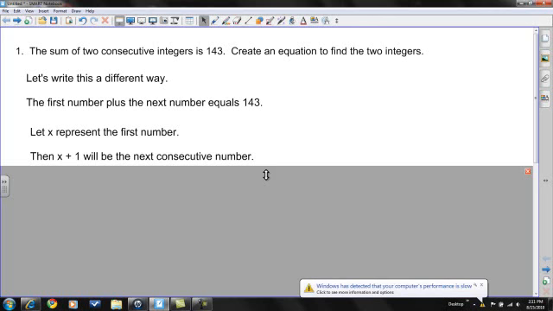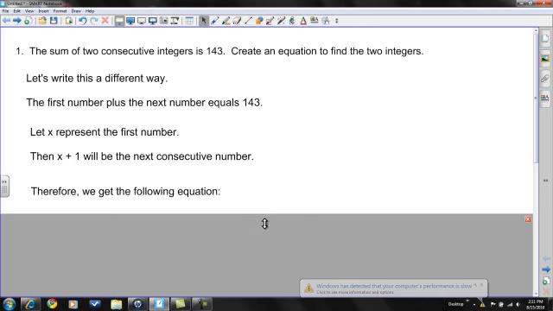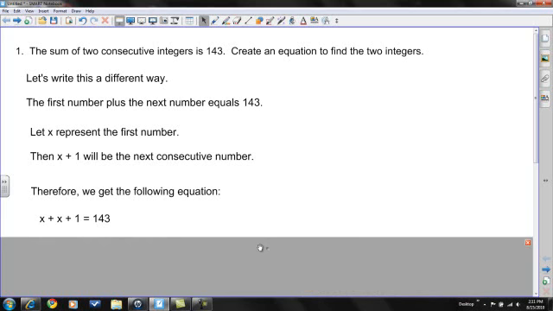So I have my first number and I have my next number. So therefore, we're going to get the following equation: x plus x plus 1 equals 143. Let's see if it works. The first number, x, plus the next number, x plus 1, is 143. Now, in that form, I'm able to compare it to the words to make sure I've got it correct.